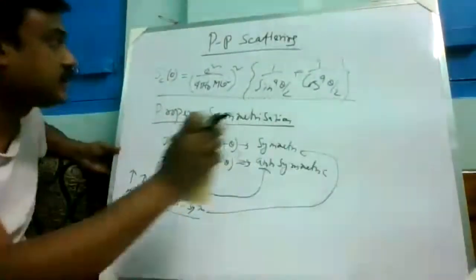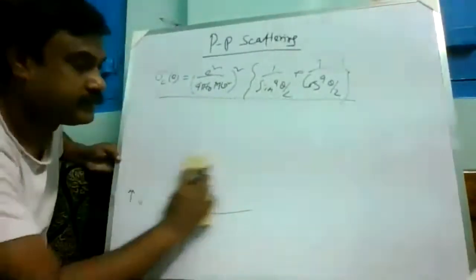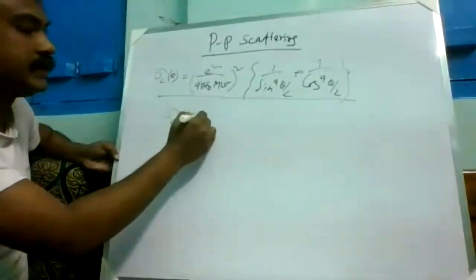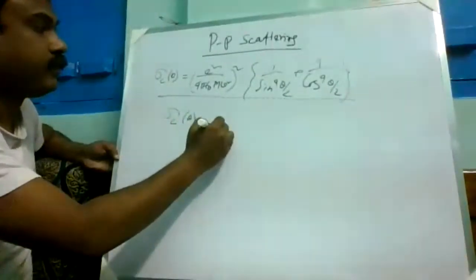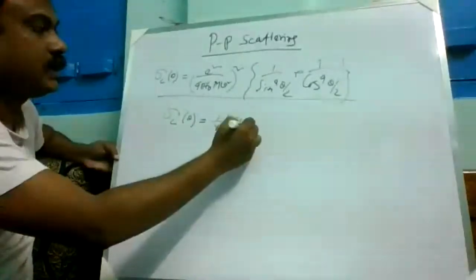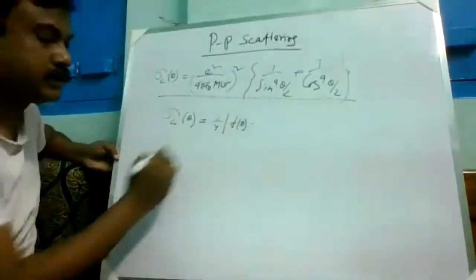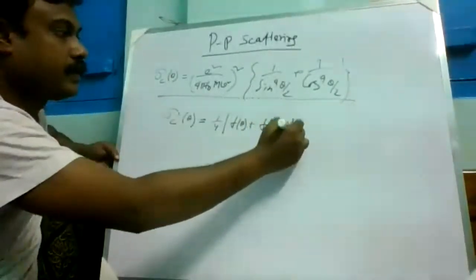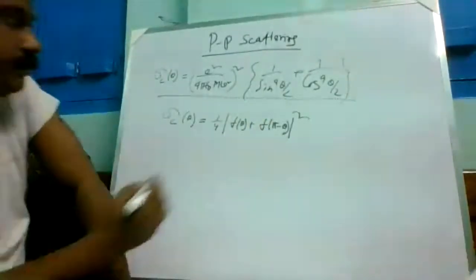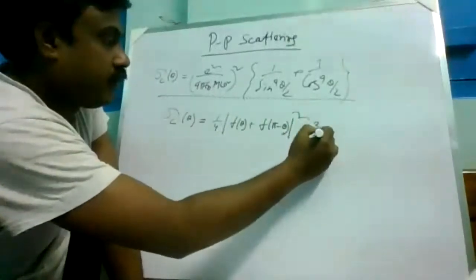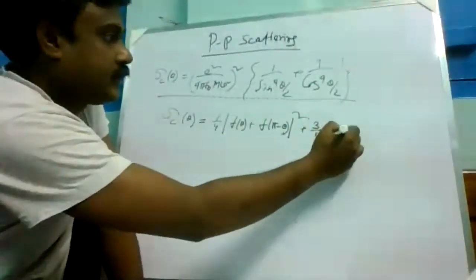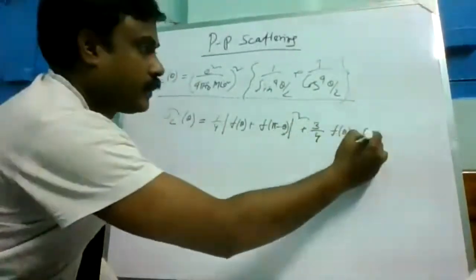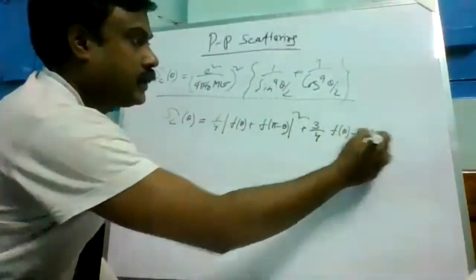So the scattering cross section sigma c theta should be 1 by 4 mod f theta plus f pi minus theta, whole square, plus 3 by 4 mod f theta minus f pi minus theta, whole square.